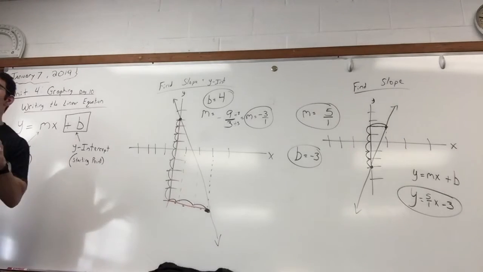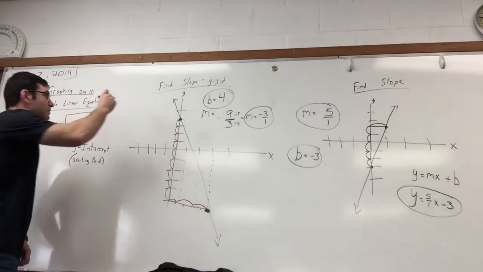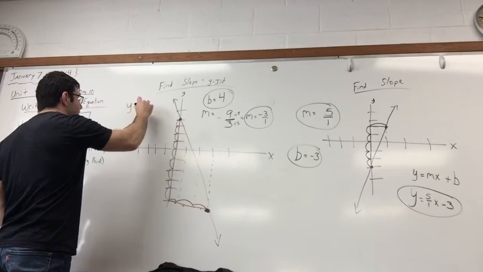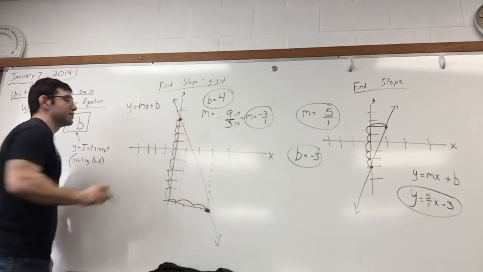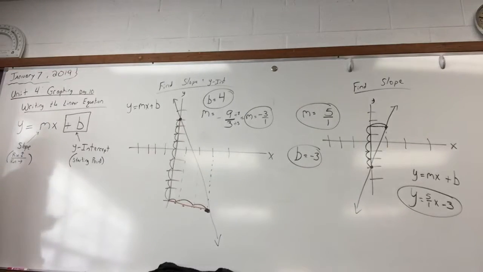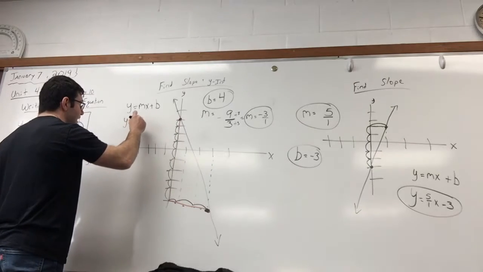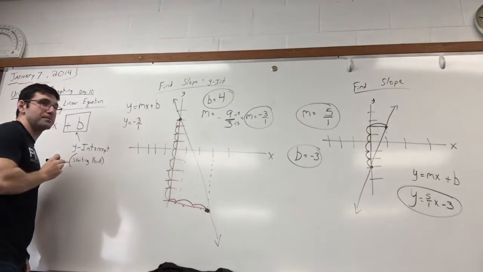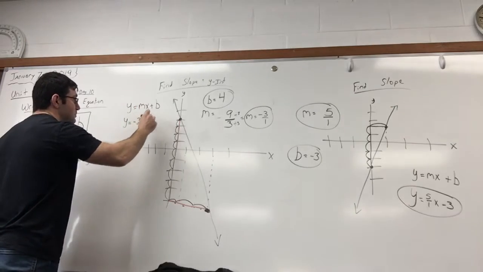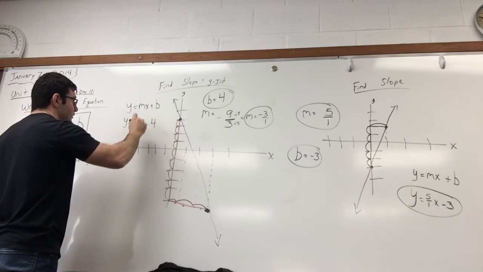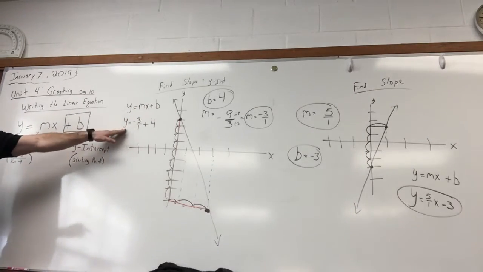Finding m and b is the only tough part of this whole thing, because writing the equation will always be y equals mx plus b. That's slope-intercept form. Now that we've got m, we substitute in negative 3 over 1. My b is positive, so I put a plus 4. Is that correct?